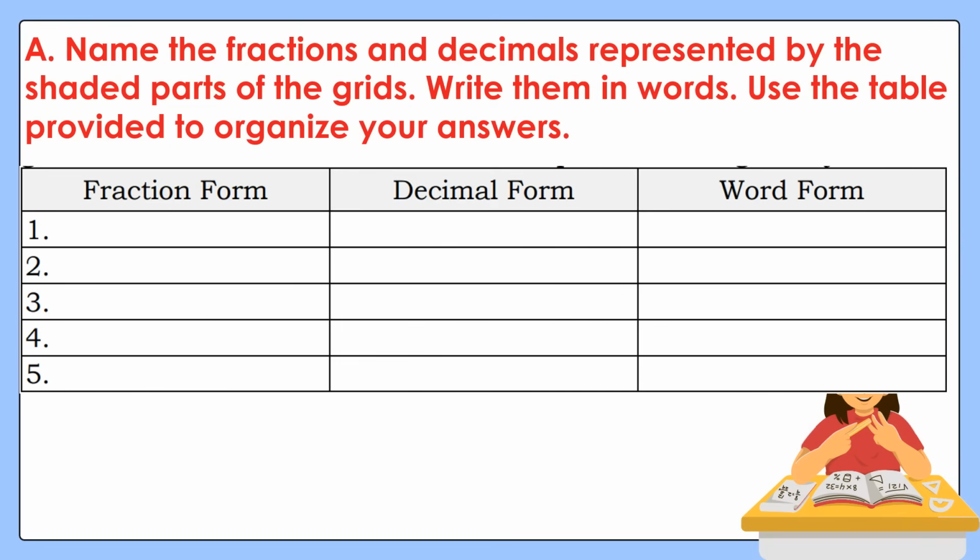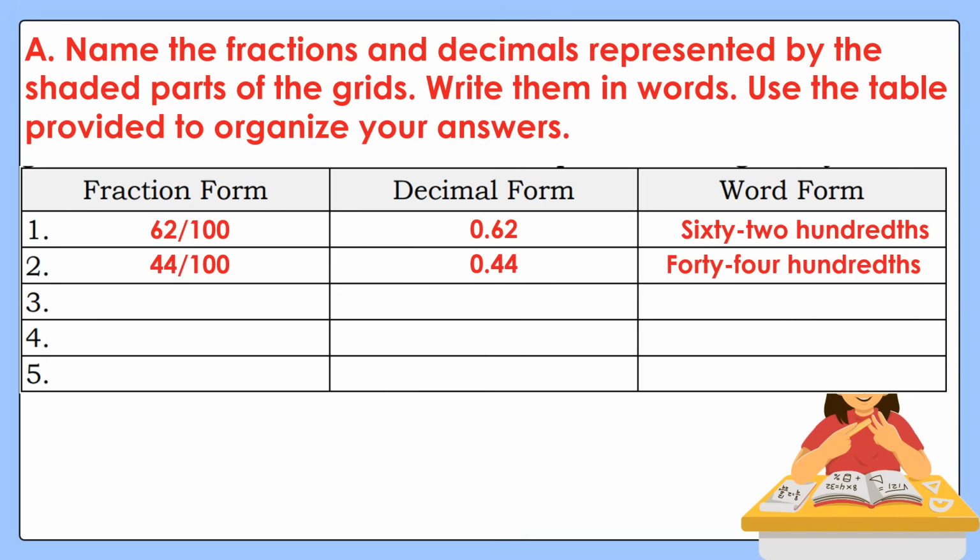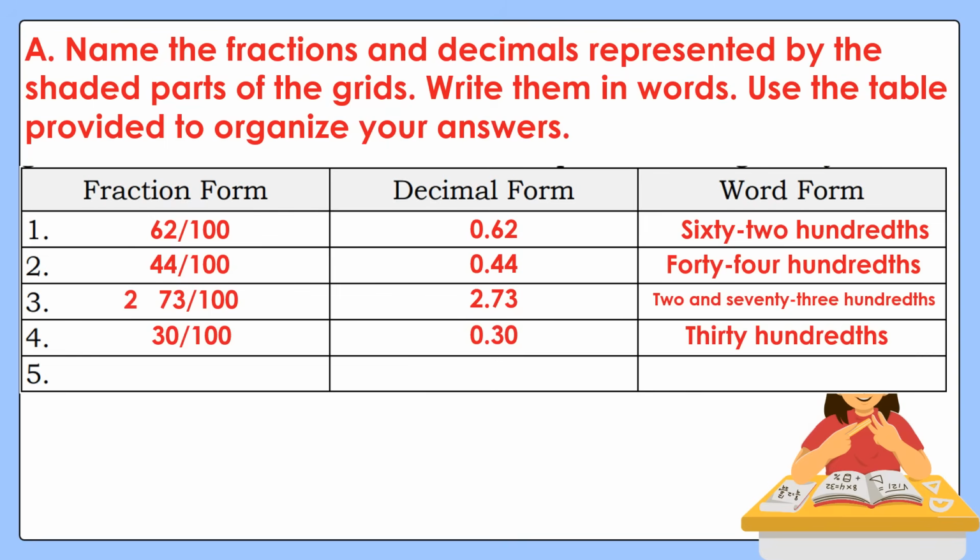Let's answer. Fraction form 62 hundredths, decimal form 0.62, word form 62 hundredths. Number 2, 44 hundredths, 0.44, 44 hundredths. Number 3, 2 and 73 hundredths, 2.73, 2 and 73 hundredths. Number 4, 30 hundredths, 0.30, 30 hundredths. Number 5, 1 and 9 hundredths, 1.09, 1 and 9 hundredths.